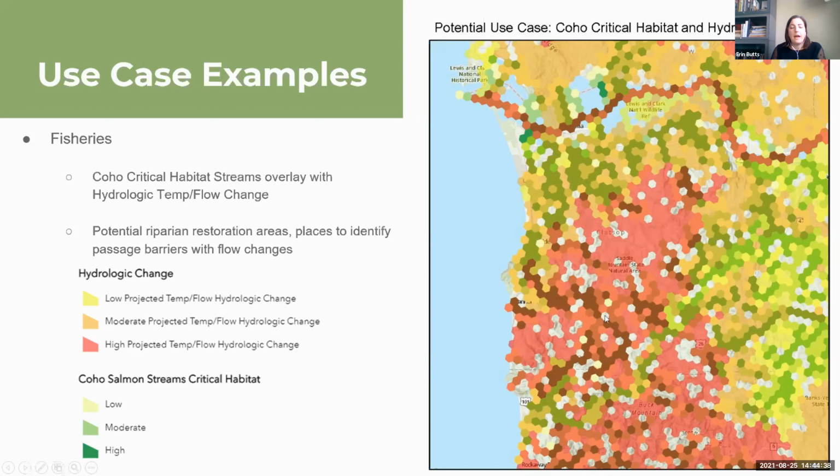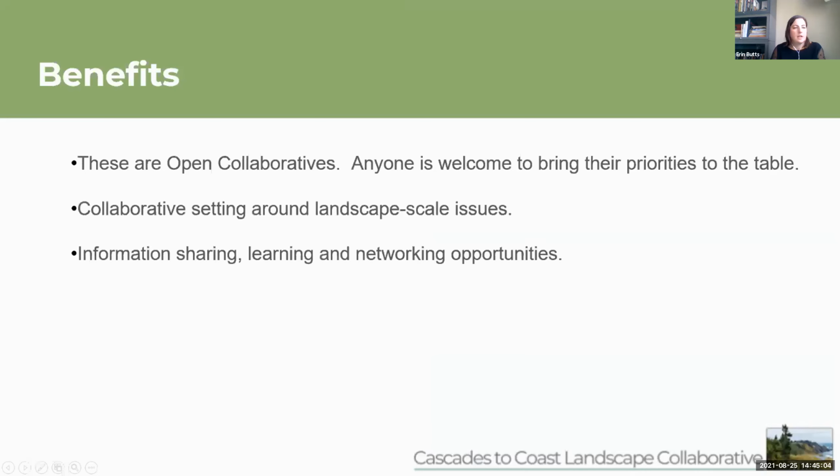And I could also go on ArcGIS Online, or if I had a specific barrier data set myself, and add that and see where those overlap. And that might be areas where I want to further investigate if flow changes will make barriers worse, or areas where riparian restoration might be worth looking into. So that's a couple of specific use cases.